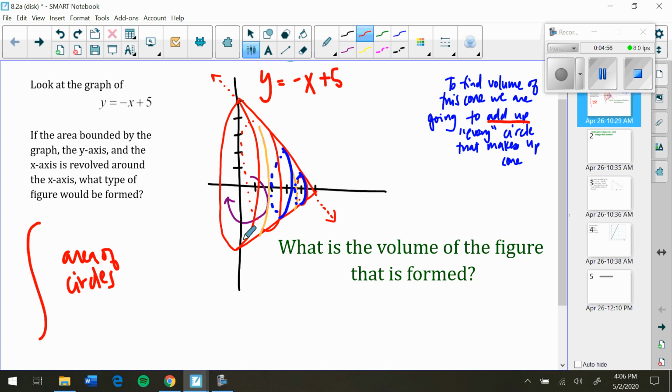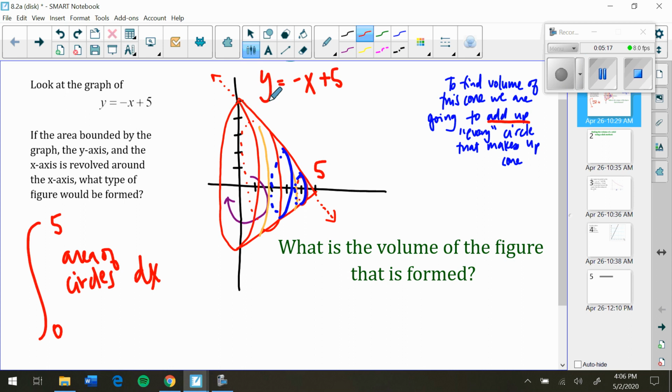Specifically, I know it's around the x-axis because if I imagine I've got this circle when I'm going from left to right on this x-axis, this is all with respect to x. And if it's with respect to x, that means the first circle is at x equals 0, and the last circle is at x equals 5.